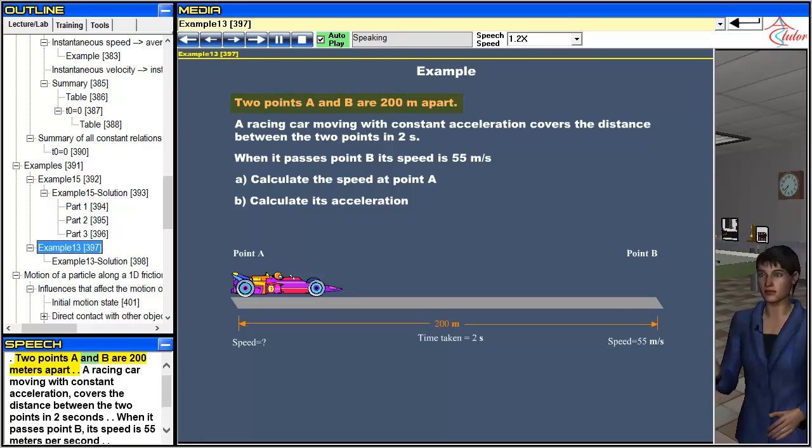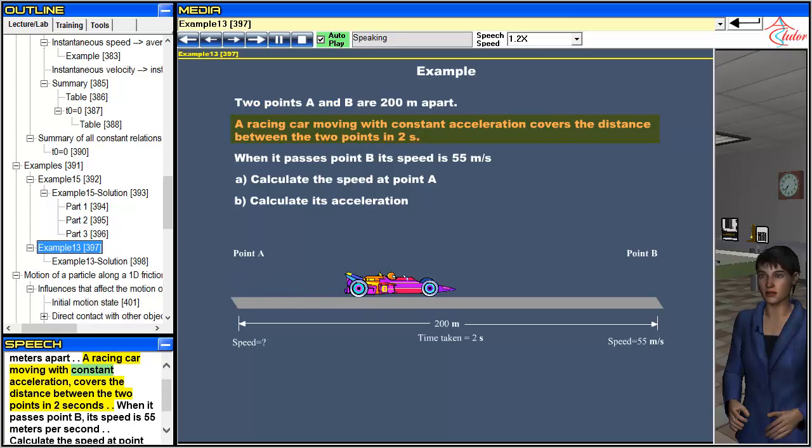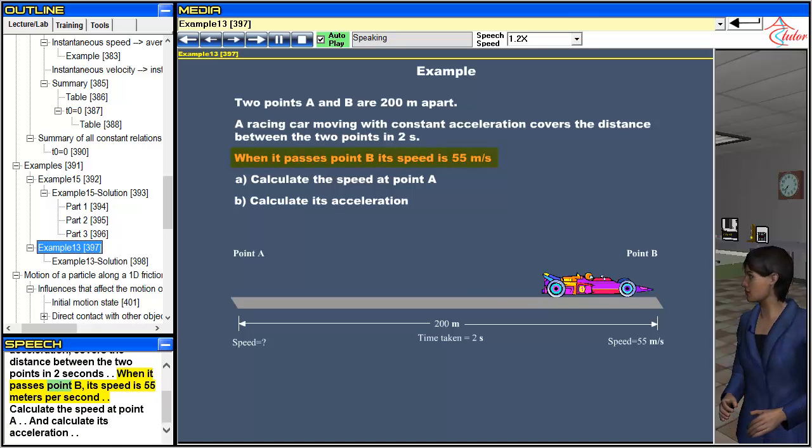Two points A and B are 200 meters apart. A racing car moving with constant acceleration covers the distance between the 2 points in 2 seconds. When it passes point B, its speed is 55 meters per second. Calculate the speed at point A. And calculate its acceleration.